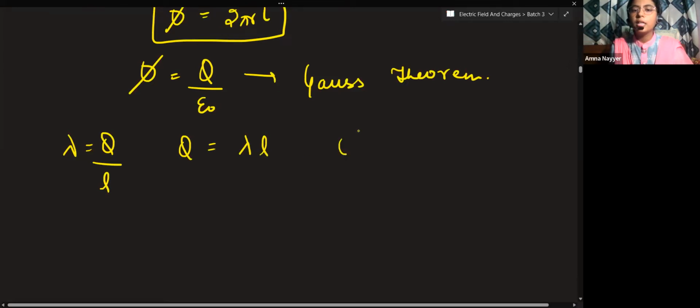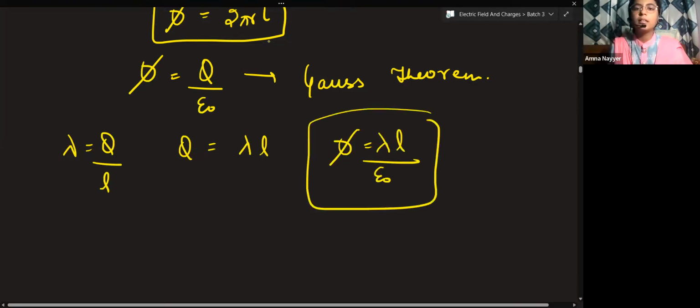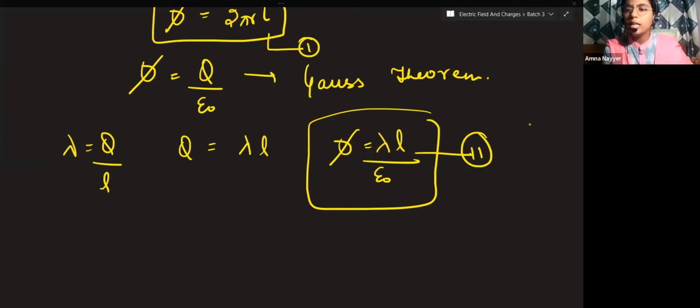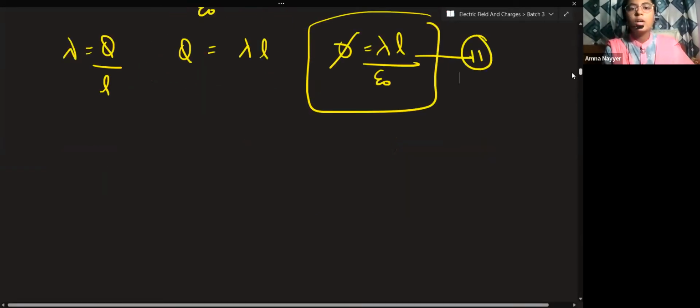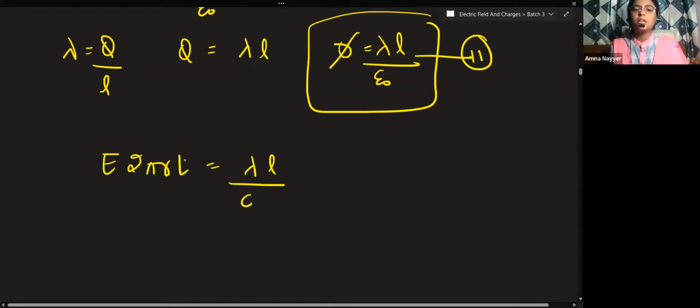So put it here. Phi is what? Instead of charge, I will write lambda L divided by epsilon naught. So I have two values of flux. One is this one, and the other one is this one. Both the flux are same, both are for the cylinder only. I can equate them. This was E 2 pi RL, and this is lambda L divided by epsilon naught.